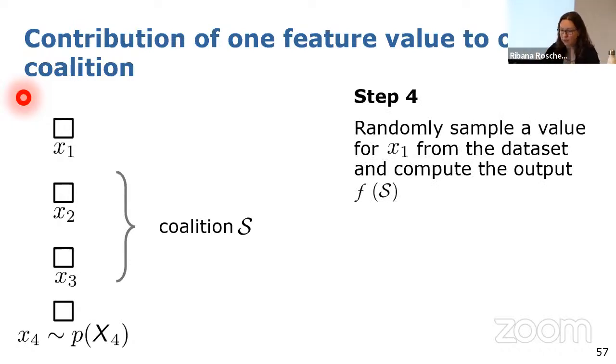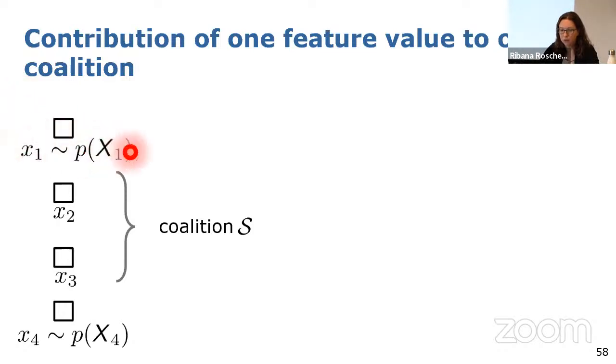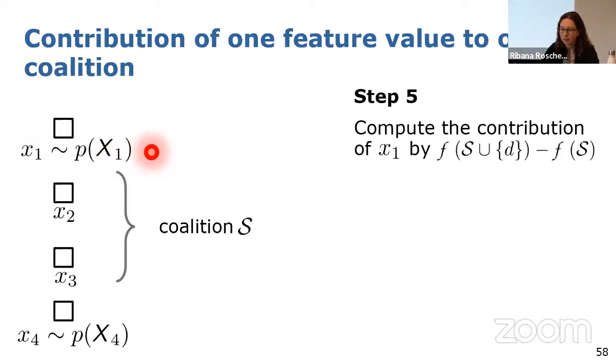So both of these, due to this random sampling, the effect is marginalized out. So you can compute the contribution of X1 by subtracting from the value which is the output when X1 is added. Oh, this is actually not D, it's X1. So new slides always happens. So this is when X1 is added, and this is without X1.